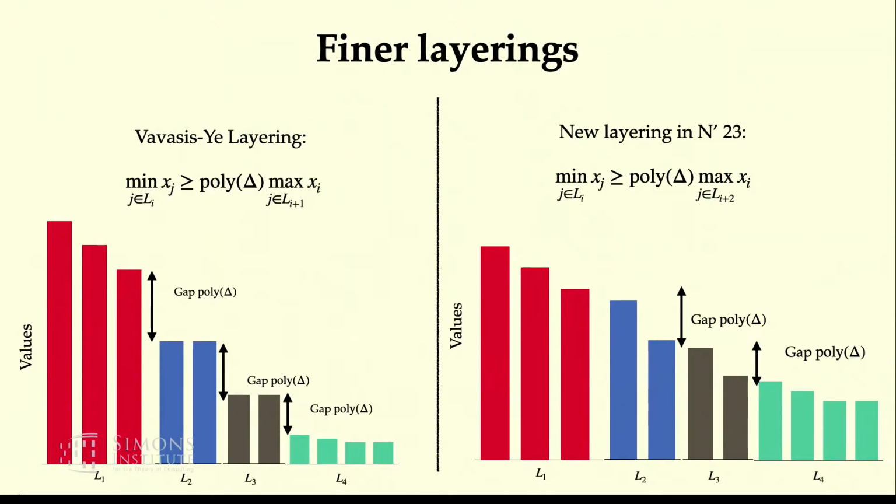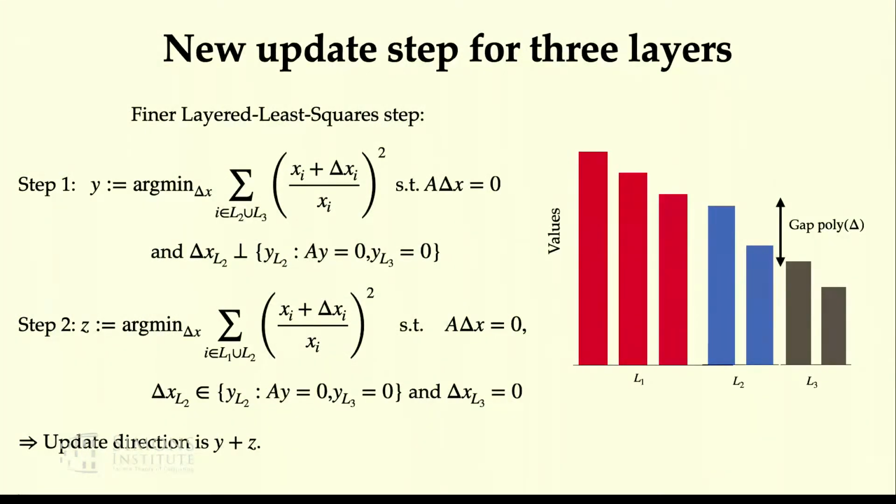So it's a much finer layering that you will build. And you also have to build a new update step that I will go over very quickly. So what we've done before in Vassos and Ye was we essentially solve the L2 regression problem on these coordinates while not caring at all about what they are doing here.